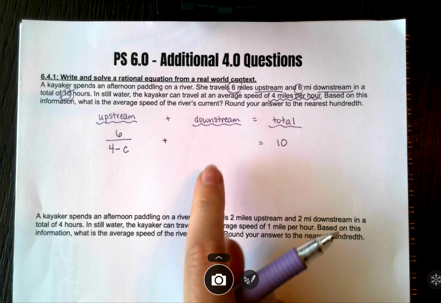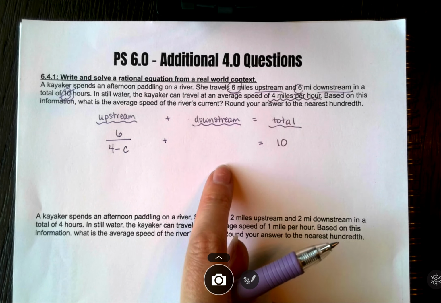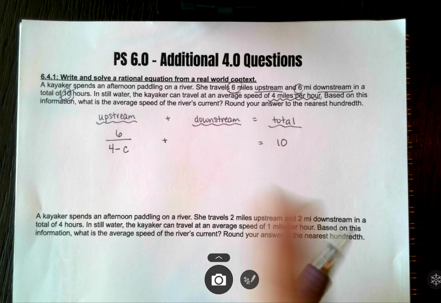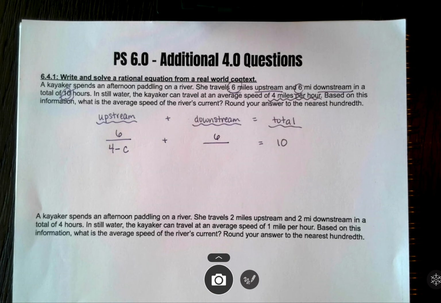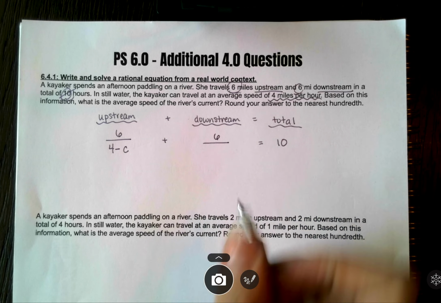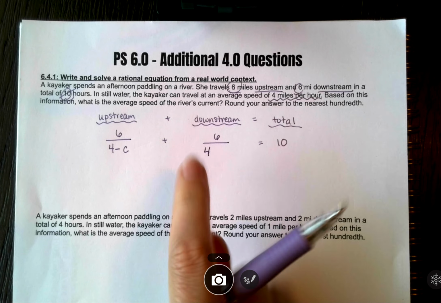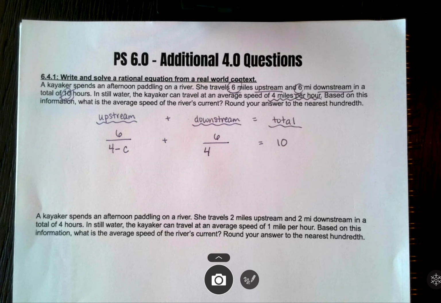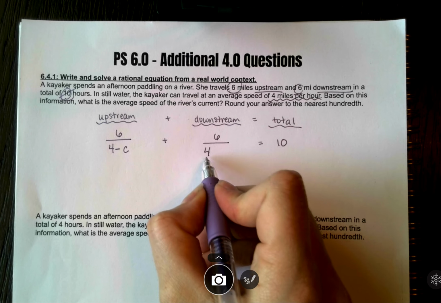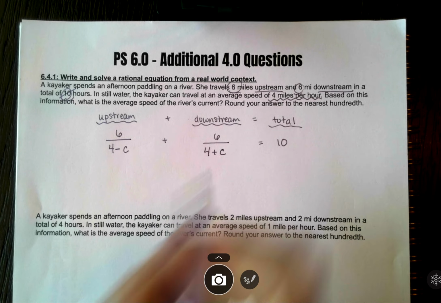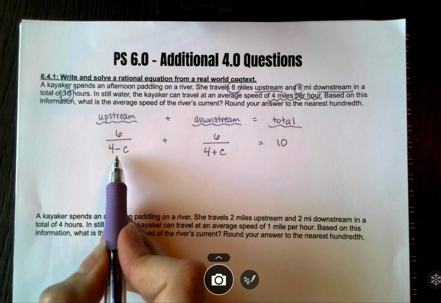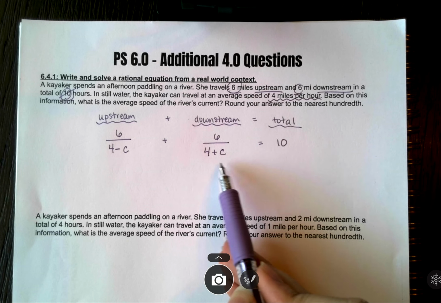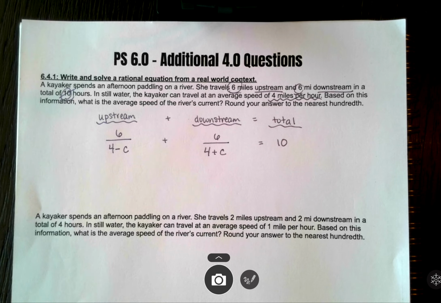Then I want to set up another fraction for downstream. Pretty similar, so my distance will go on top. It's another 6 miles downstream. They were both 6. And then in my denominator, I have my 4 miles per hour in still water, but since I'm going downstream, the current is actually helping me. So in addition to this, the current is kind of like guiding this kayak down the river. So upstream, I'm subtracting the current, downstream, I'm adding the current. So this is how I would set up my problem.